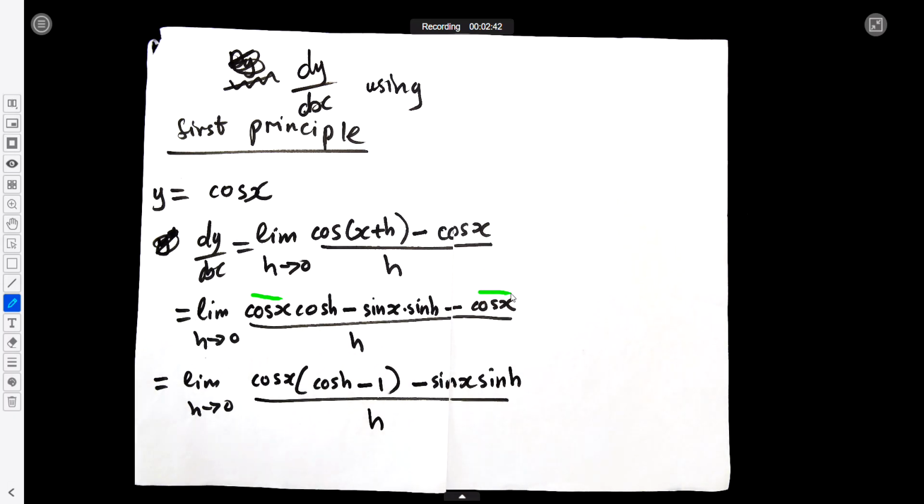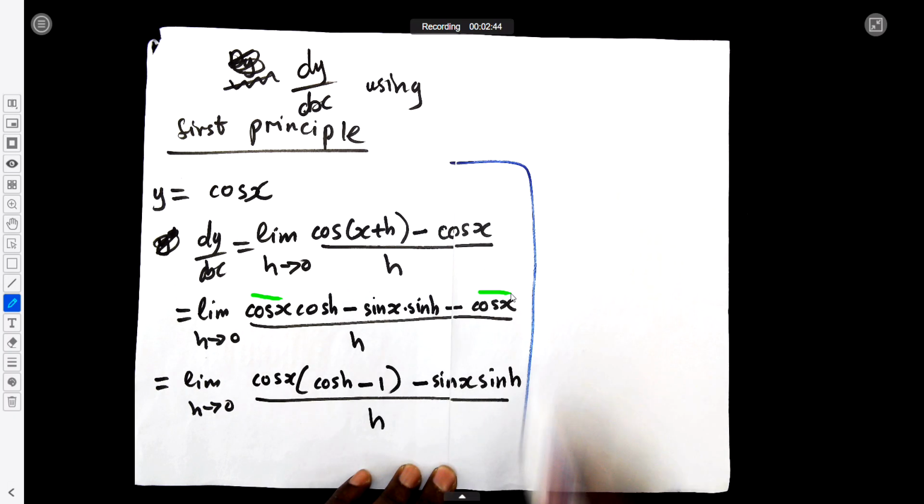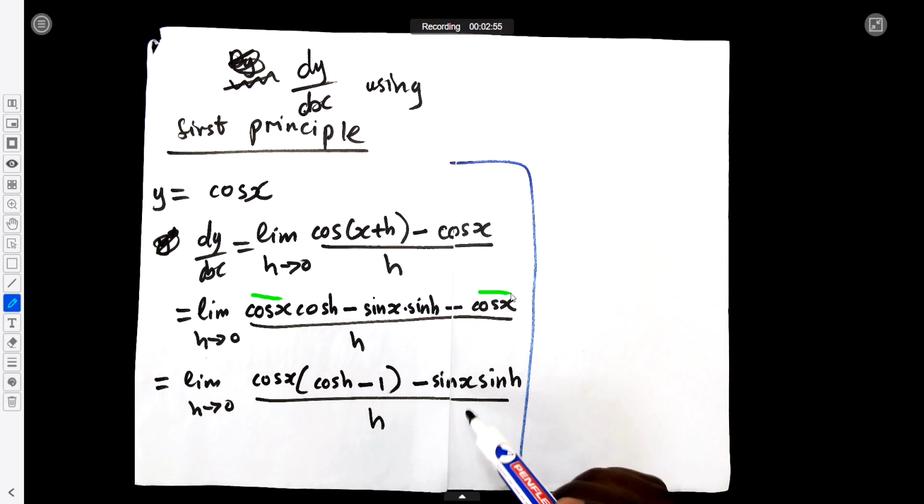Now I just want to split the two in half. So what we're going to do is use the laws of fractions. We need to substitute h. But the laws of fractions allow that if we have subtraction of terms in the numerator, we can split the terms, sharing h. We can divide the first term by h and the second term by h. That is the laws of fractions.